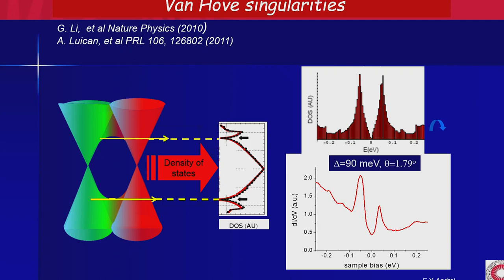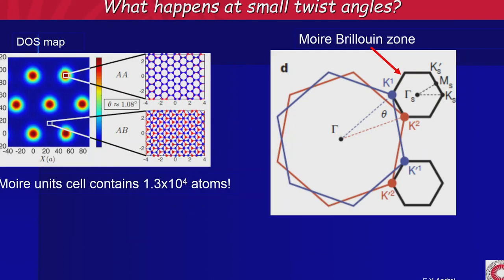This is for 1.79 degrees. So this is what's going on. You get reconstruction of a band structure due to this twist. Now here, this is a very, very small angle. What happens at small twist angles? When the twist angle is very small, your moiré pattern is going to be huge. The period becomes huge. This is 1.08 degrees.